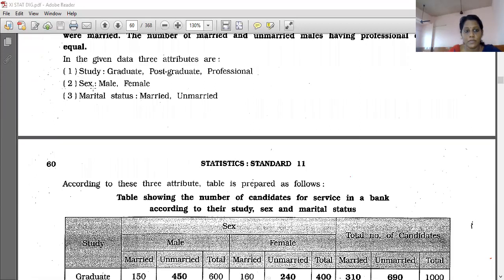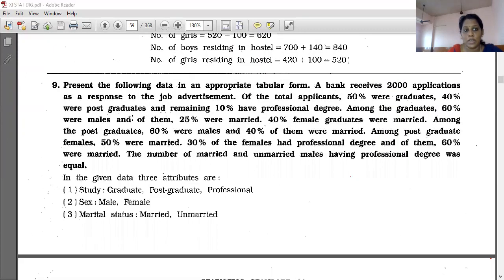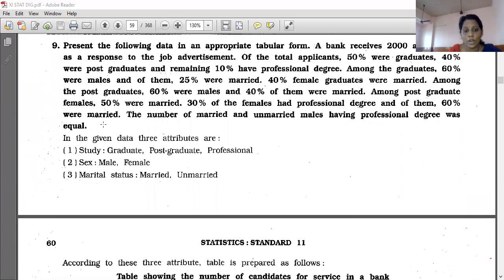study, they have given study, that is graduate, postgraduate and professional. Then gender, male and female. Then marital status, married and unmarried. So, children, this is the question 9th sum. This is your 9th sum, right? And the solution of this I will be showing in the next video.